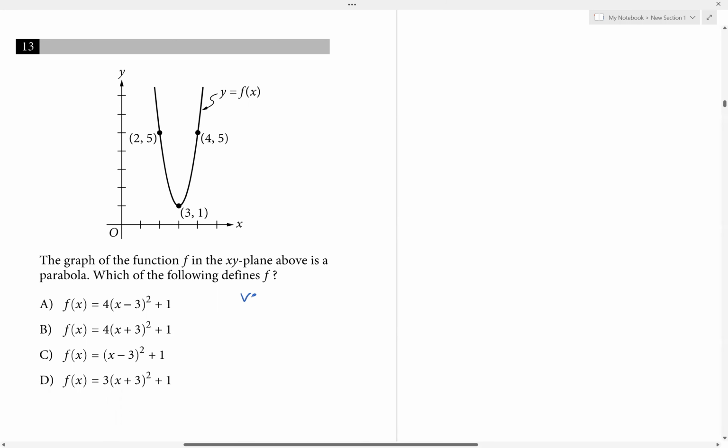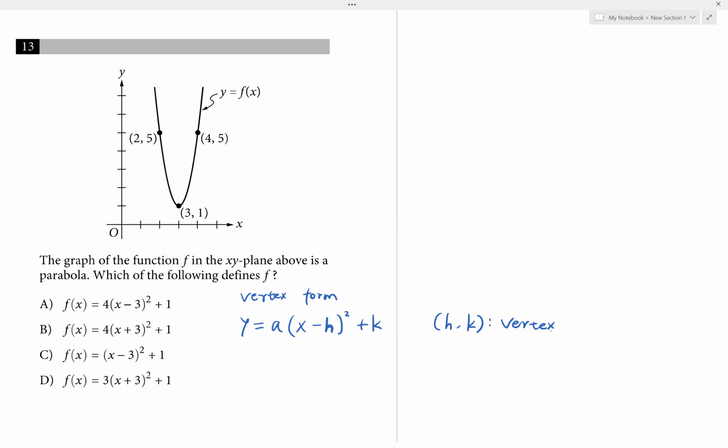Okay, so the vertex form of the parabola is like this. Again, y equals a times parentheses x minus h squared plus k. Okay, and in this form, h comma k represents the vertex of the parabola. Okay, h comma k is the vertex of the parabola.